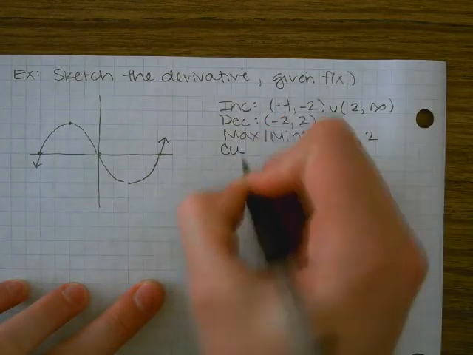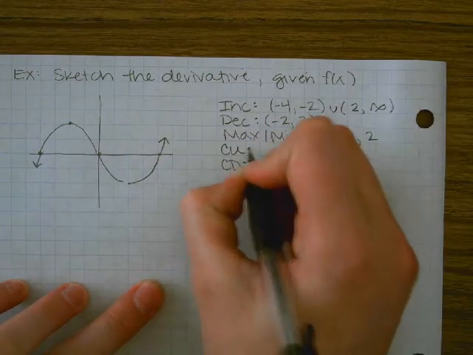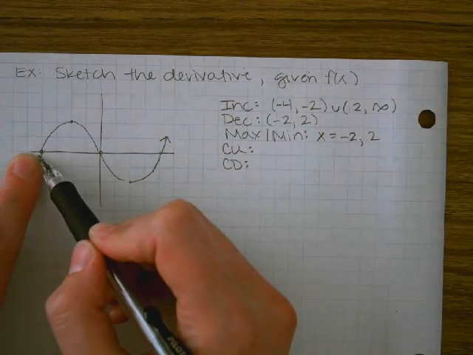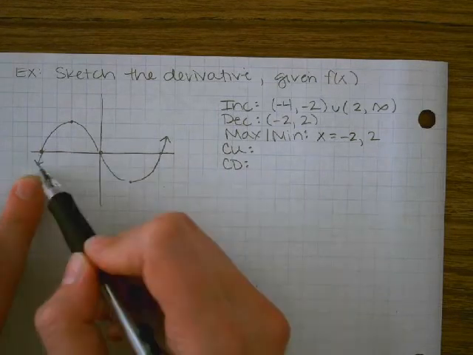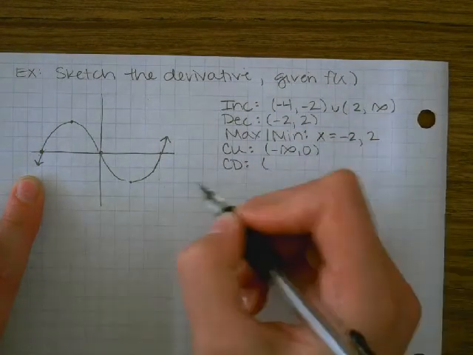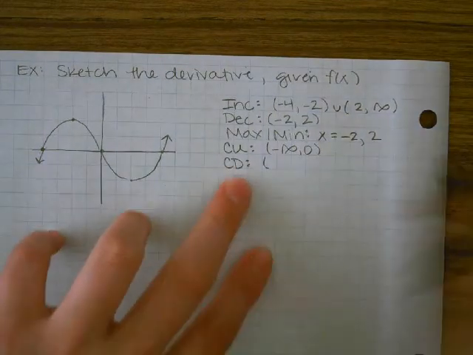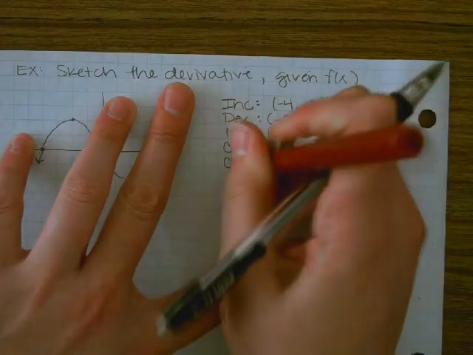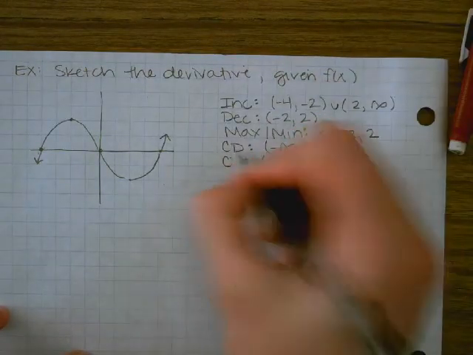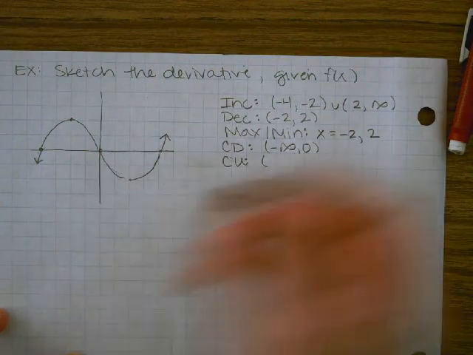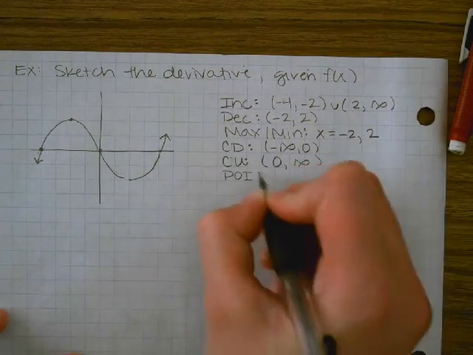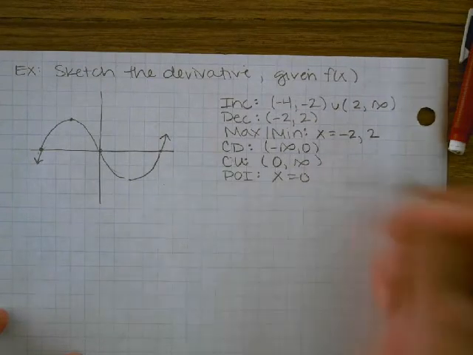The concave up and concave down. So the graph is concave up from -4 to 0, or -infinity to 0. And then it is, I switched those. And then it's concave up from 0 to infinity. And then the point of inflection, where it switches, is at x equals 0.